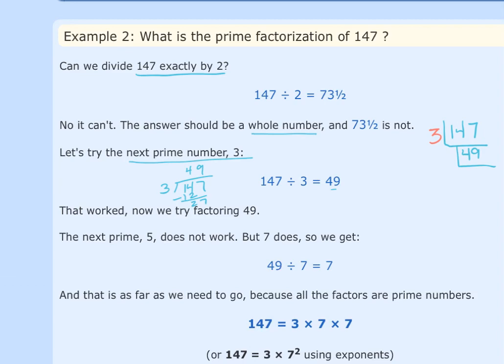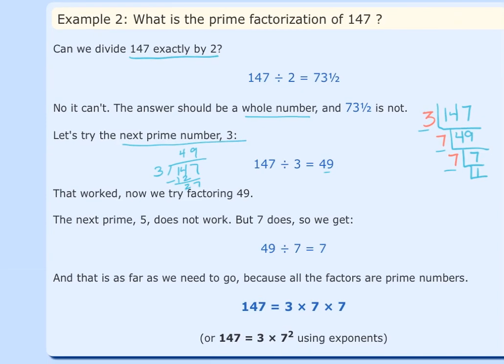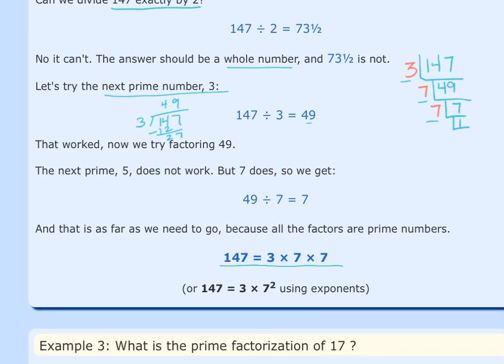And then the next one we try would be 7. So then here, 49 divided by 7 would be 7. And then the only prime number that goes into 7 is itself. So 7 divided by 7 is 1. And then I have my list of prime numbers right here. 3, 7, 7. Which is exactly the answer that they got right here.